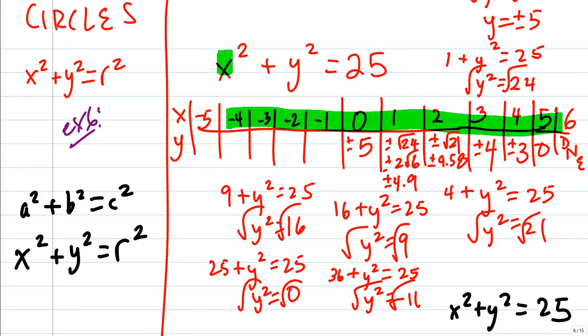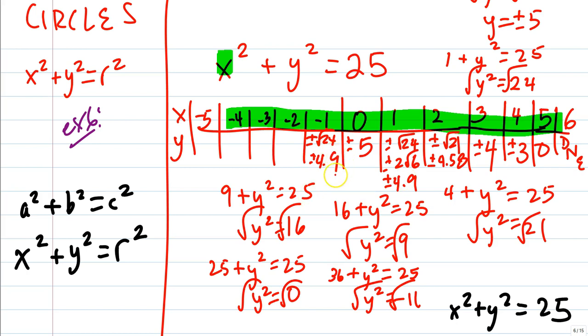Okay? So what happens if I plug in a negative 1? You're like, oh my gosh, I got the whole left side? No, no, no. What's negative 1 squared? Well, isn't that just 1 plus y squared equals 25? I still get plus or minus the square root of 24, or plus or minus 4.9, I think it was.